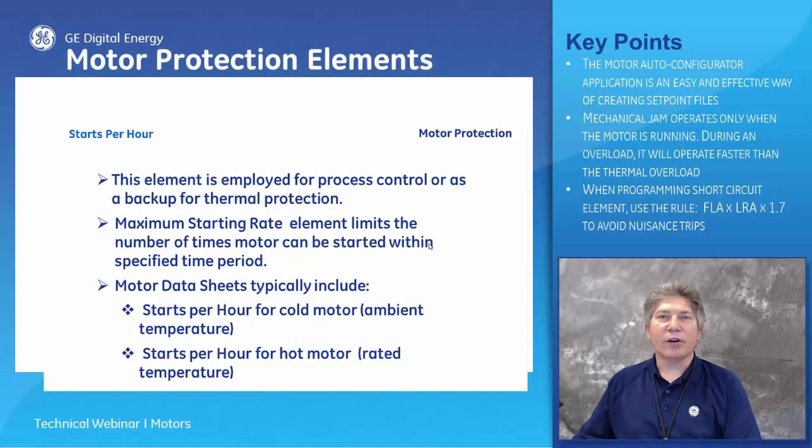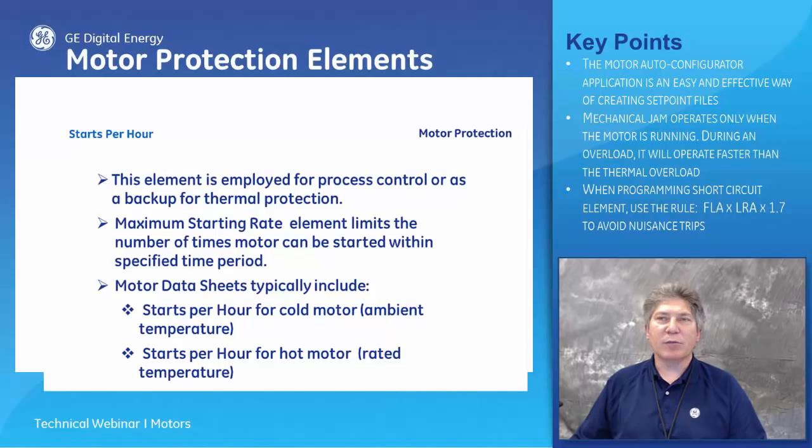Starts per hour. When we select the settings for this element, the limitations are dictated only by the thermal capability of the motor. We should follow these rules. If a conservative approach is adopted, set the relay based on the starts per hour for a hot motor. If a liberal approach is adopted, set the relay based on starts per hour for a cold motor. And for hot motor situations, this function will be supervised by the thermal model.